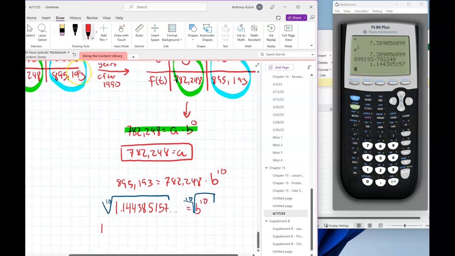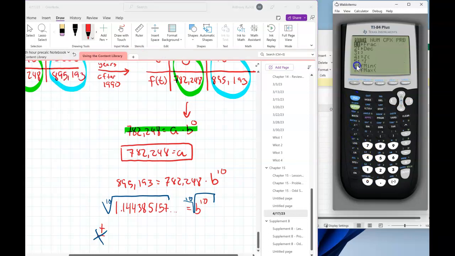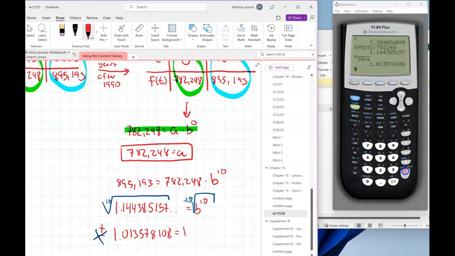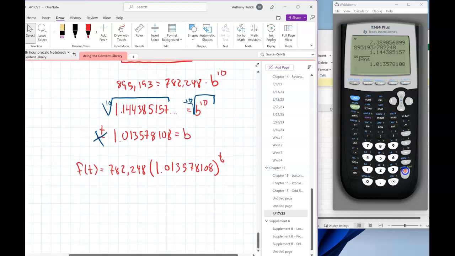Now, technically, there's a plus or minus here, but since it's a value of b, I know that it has to just be the positive. How do I do a 10th root on my calculator? Type 10, press the math button, choose option 5, and then use that previous answer. So there's my model.